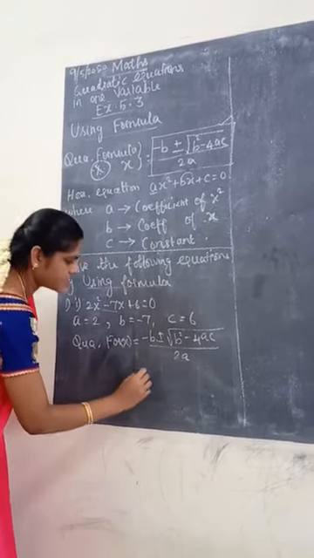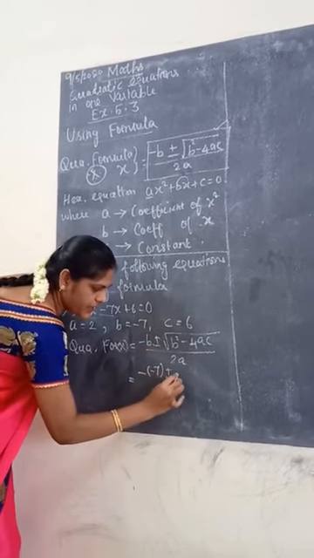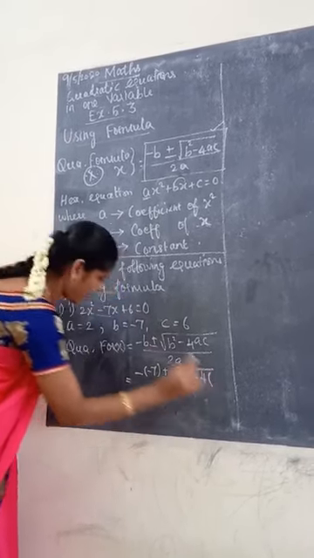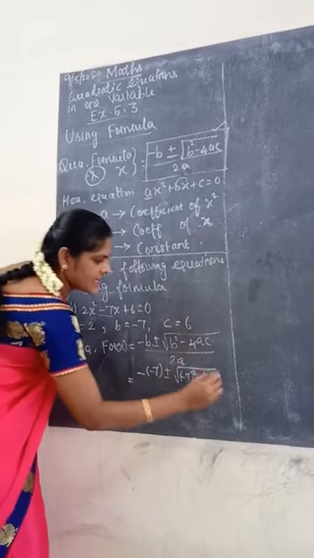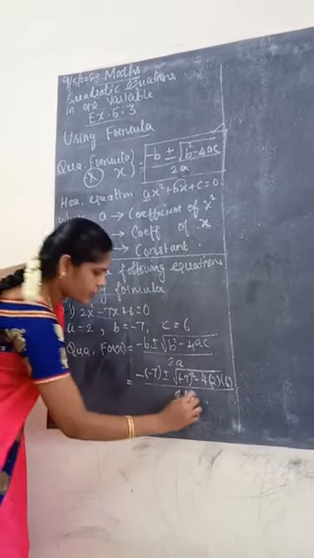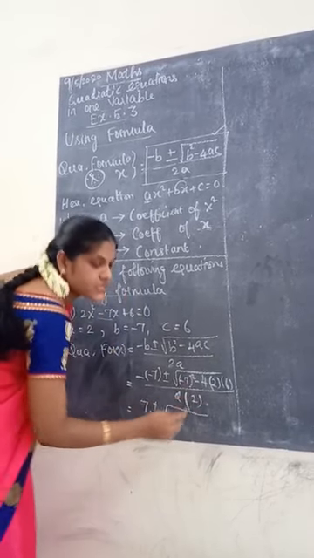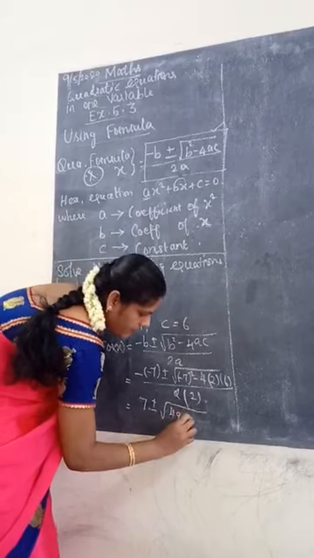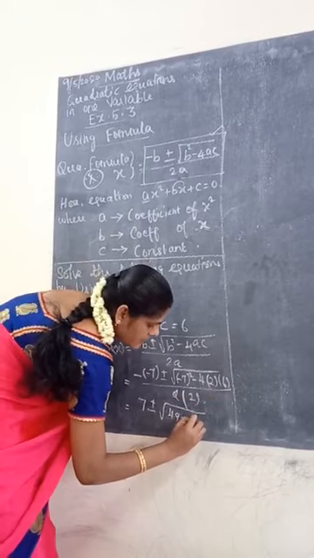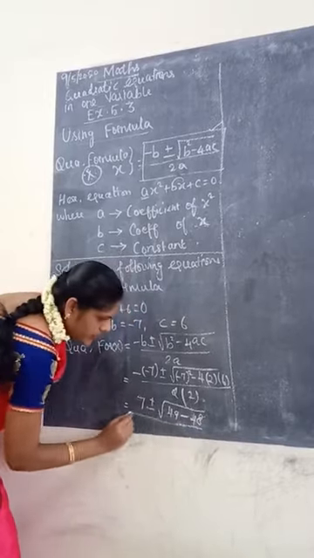What is b? Minus 7. Already we have a minus. Instead of b, apply minus 7: plus or minus square root of, what is b? Minus 7, so minus 7 whole square, minus 4 into what is a? 2. What is c? 6, divided by 2 into what is a? 2. Next, minus into minus is plus 7, plus or minus square root of 7 squared is 49, minus 6 fours are 24, 24 into 2 is 48. Next, divided by 2 twos are 4.